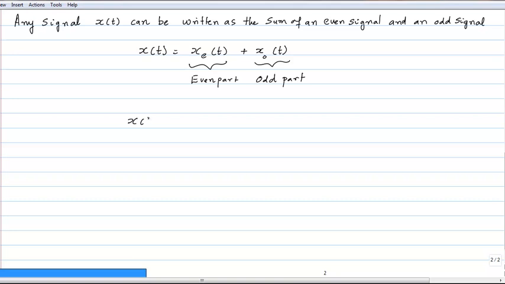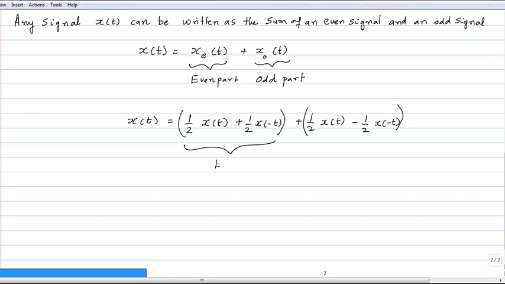So what I could do is this. I can start with x of t and write x of t as half x of t plus half x of t. But I could add and subtract half of x of negative t. Oops, I need to subtract this here. Okay. Now if I do this, I could group these two terms together and then these two terms together, and I will show you that this signal is even, and this signal is odd. And therefore we can write x of t as the sum of an even part and an odd part.